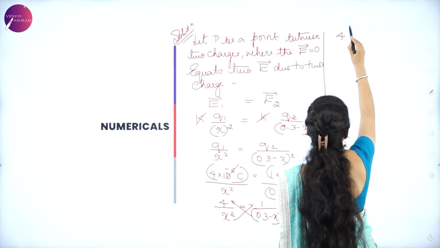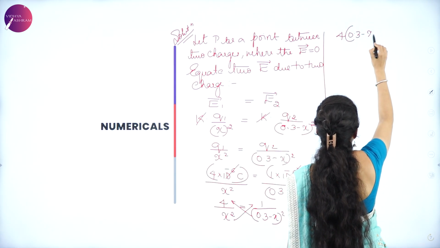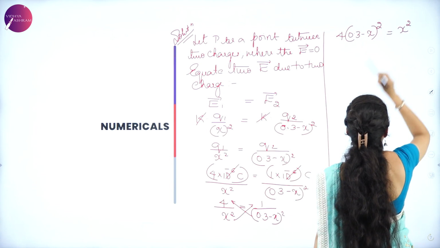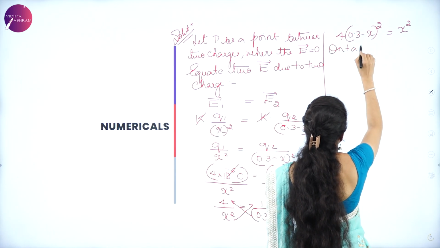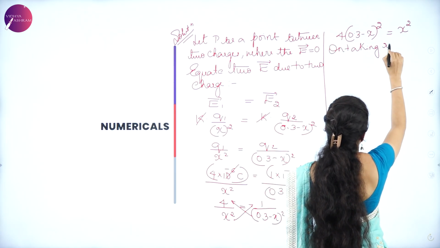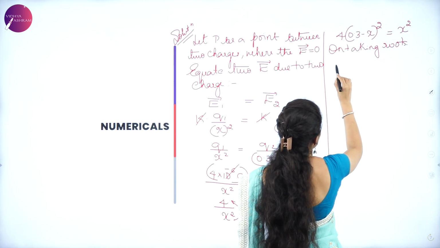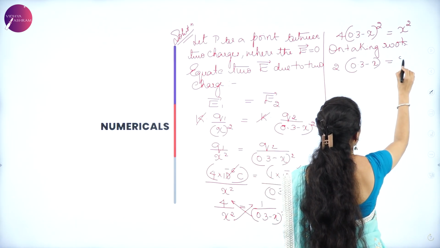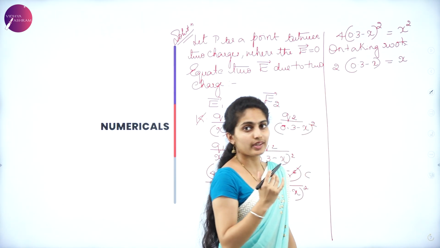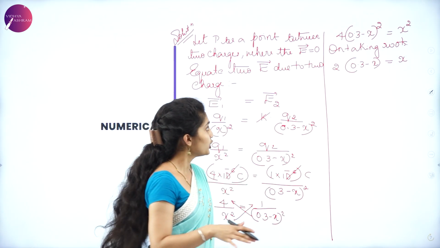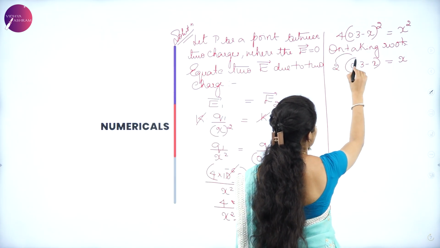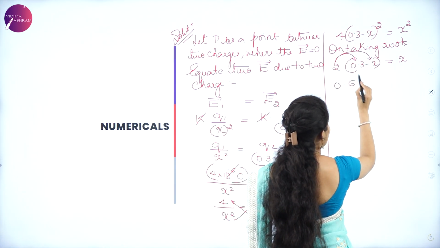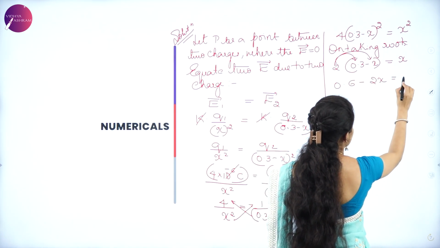So we have got 4 into (0.3 minus x) the whole square, which is equal to x square. On taking roots on both the sides, we have 2 into (0.3 minus x) is equal to x, because square root cancels with square and root of 4 is always 2. And now on multiplication, 2 into 0.3 gives you 0.6 minus 2x is equal to x.